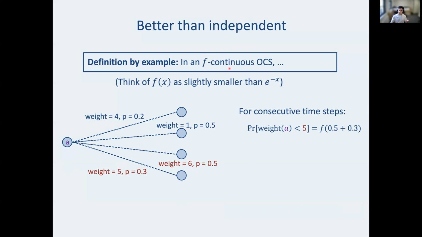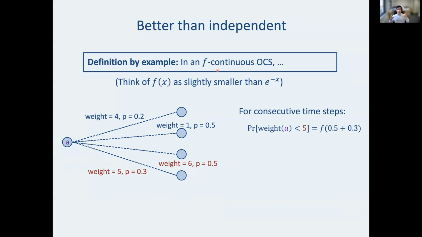The word continuous is just in contrast to some other OCSs where the probabilities can't be any number, but have to be discrete choices, similar to the definition of Fahrbach et al. So that's why we have continuous here, but that won't be important for the purpose of this presentation.